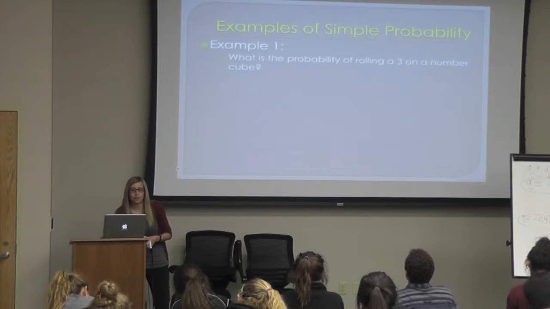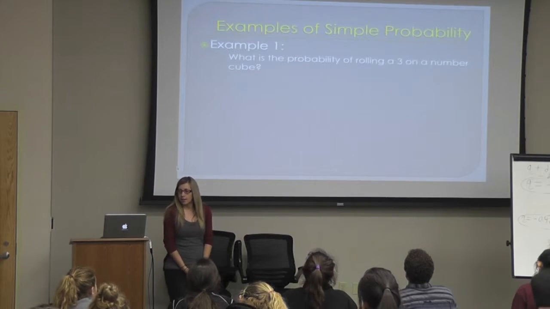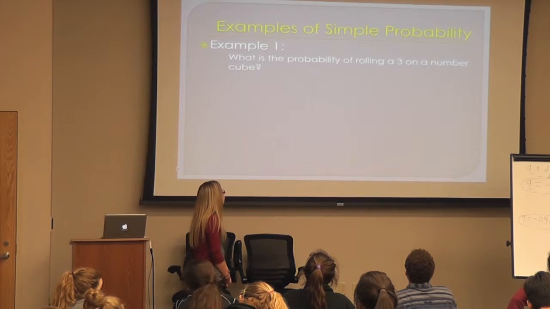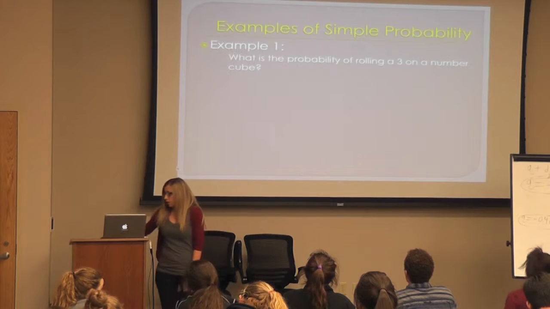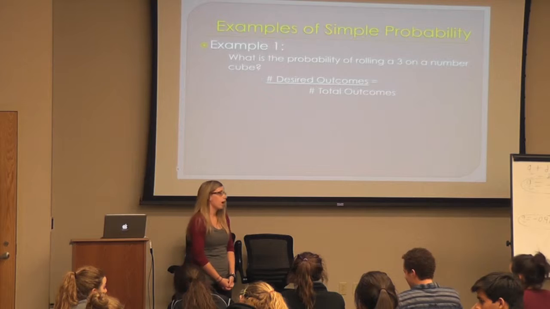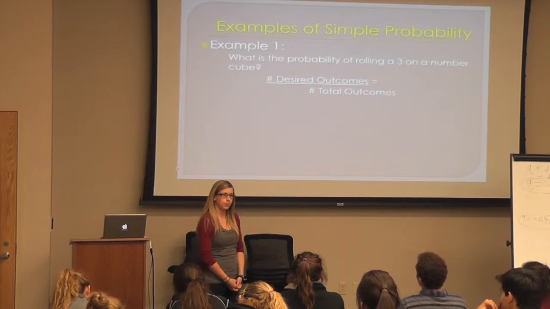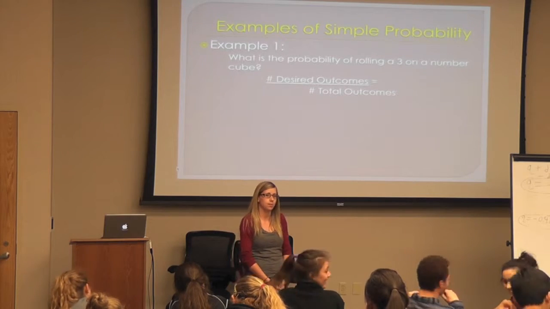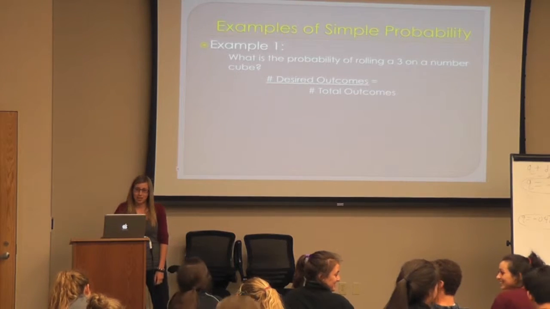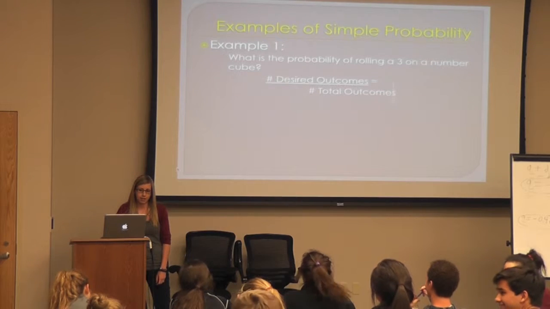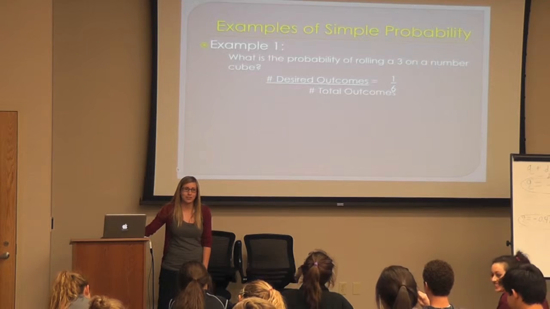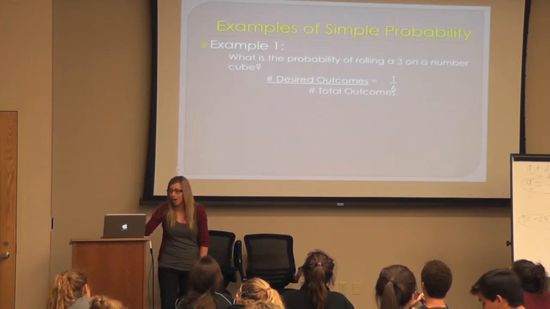So our first example of simple probability is, what is the probability of rolling a 3 on a number cube? First, we need to figure out what our desired outcomes are. If we have a number cube, how many 3s are on a number cube? One. How many total sides are on a number cube? 6. So the probability of rolling a 3 would be 1 over 6. I know that seems really simple. You probably learned that in like junior high.